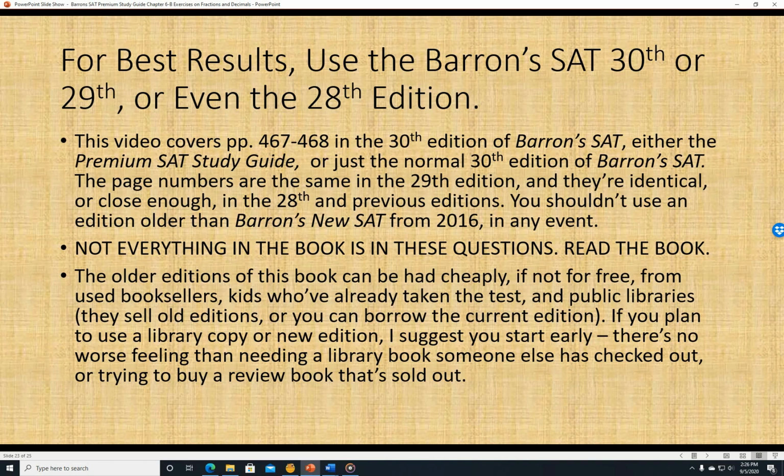If you do plan to borrow a library copy or go buy a new edition, I suggest you start early. One, you really should, because you're not going to be able to learn all this in 1 or 2 nights or a week or whatever, unless you're already really, really good and all you need to do is a very superficial review. And also, of course, there's just no worse feeling than needing a library book that someone else has checked out, or trying to buy a review book that's sold out. And even with Amazon Prime 2-day delivery, that might not be in time if you're just starting the night before the test or something like that.